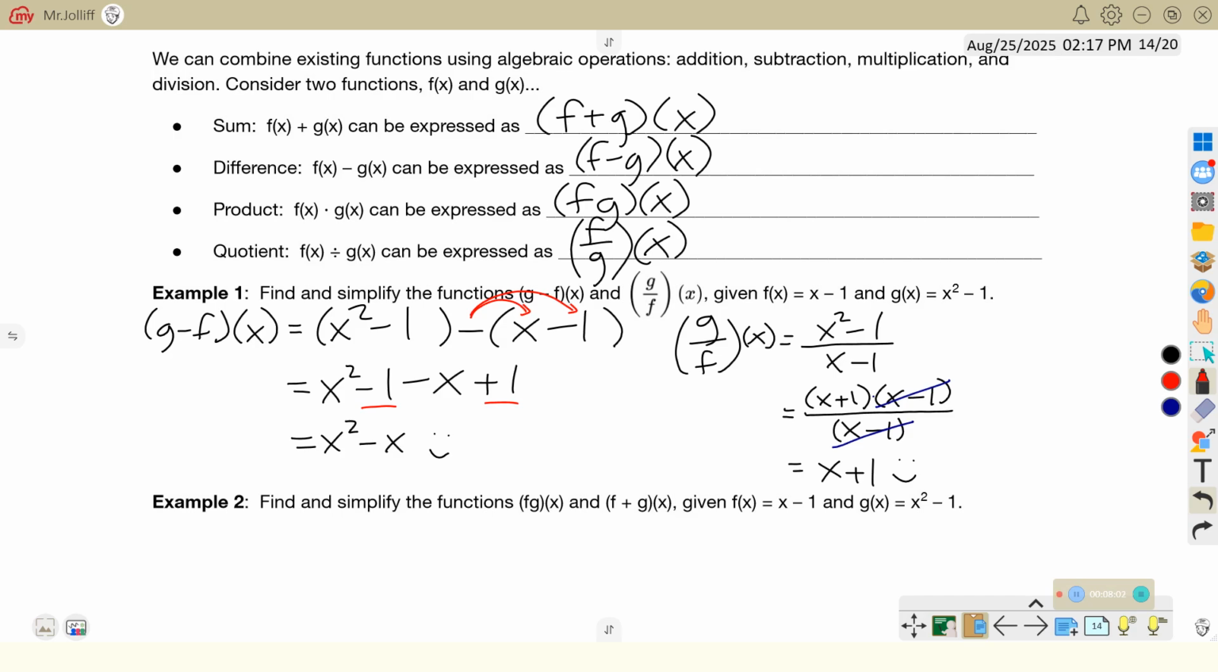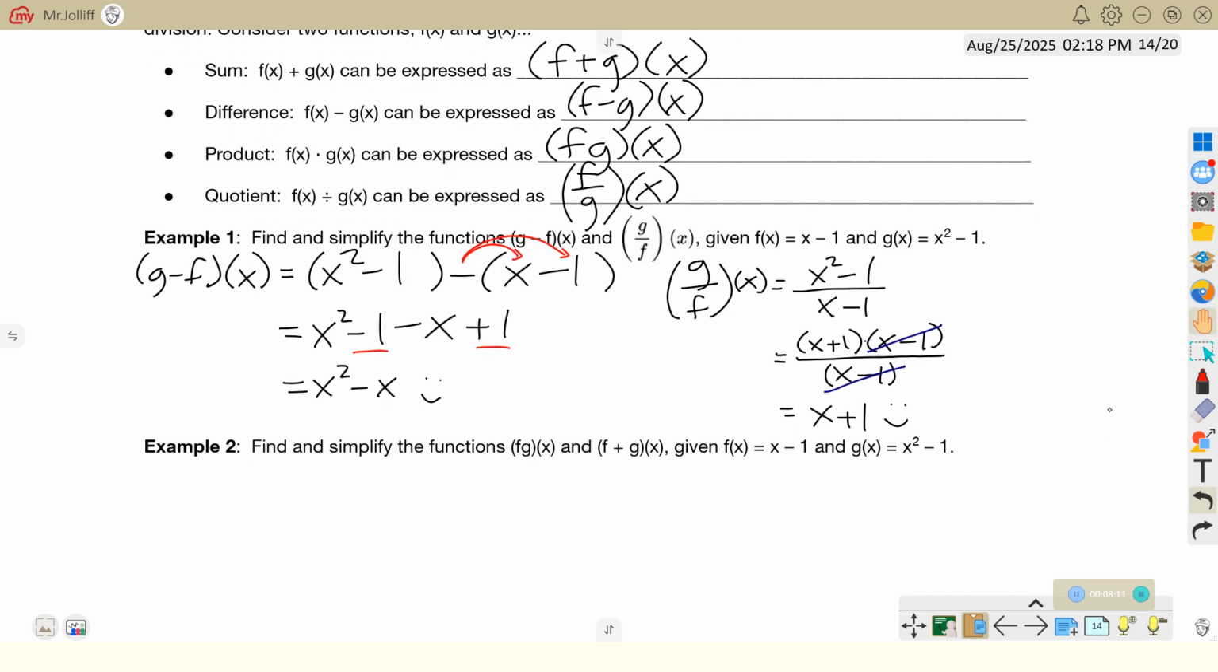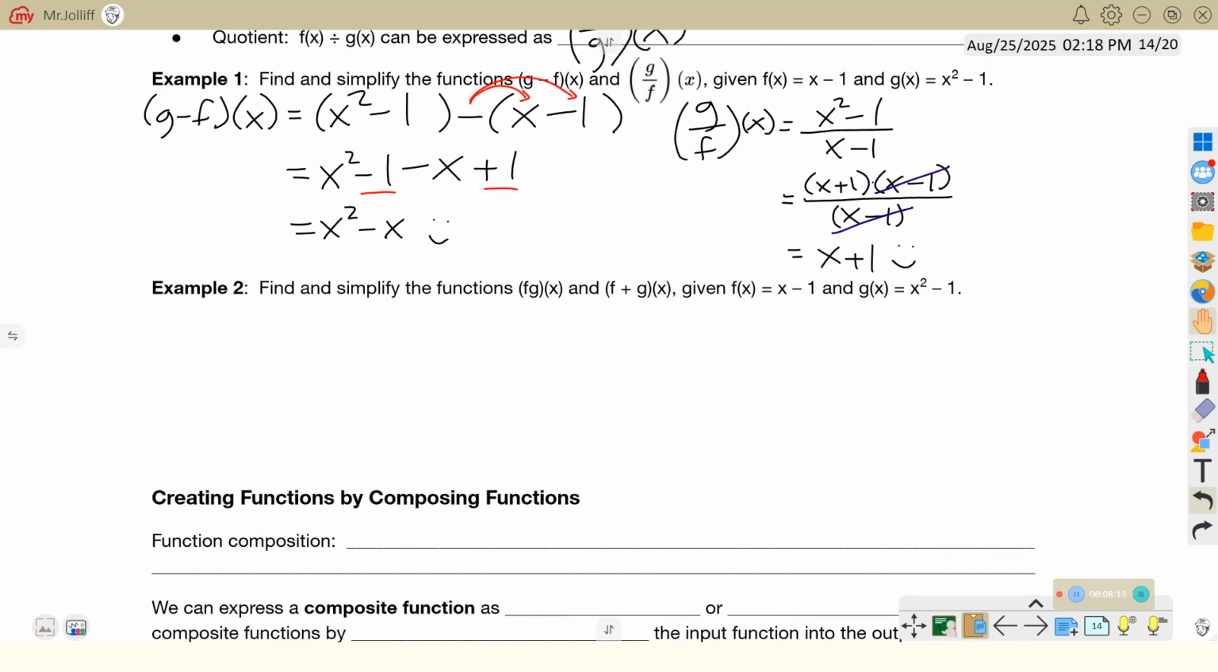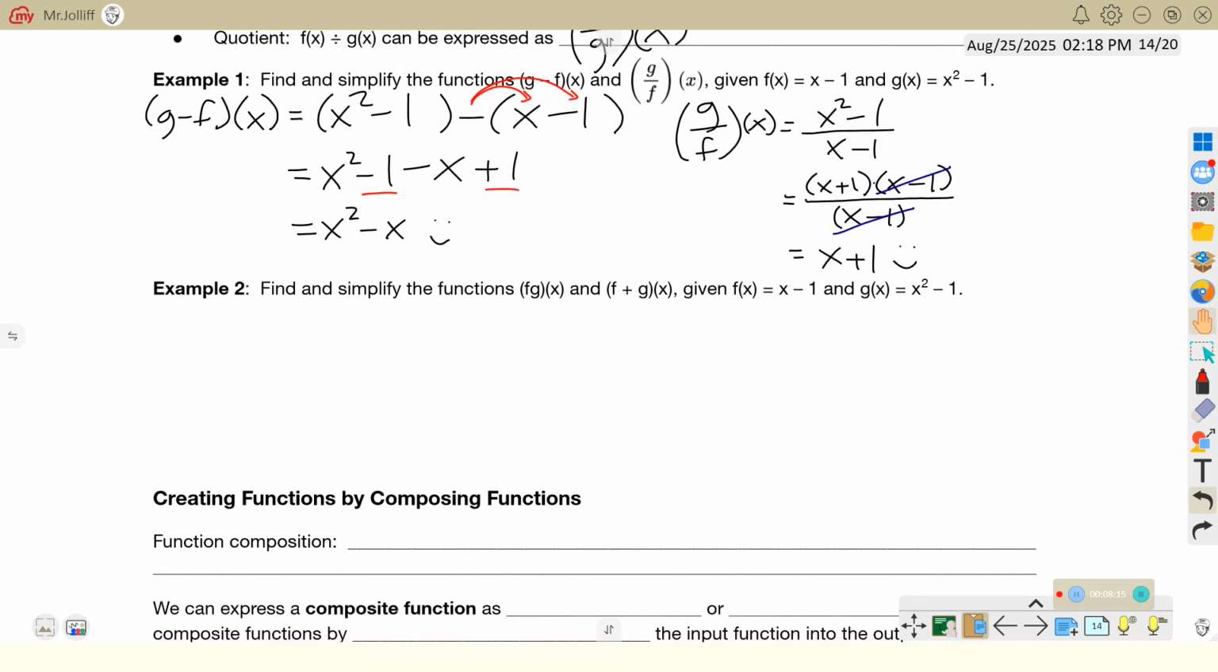Other questions? There's a chance to pick my brain before I ask you to try it. Other questions? No other questions. Okay, then I'm going to ask you to do a similar thing for example 2. I'll have a couple minutes on the clock. I want you to find f times g and f plus g. Maybe a couple minutes.